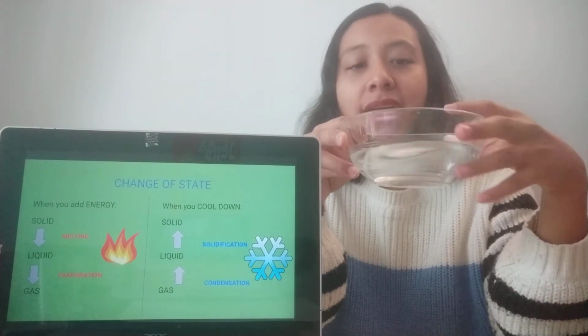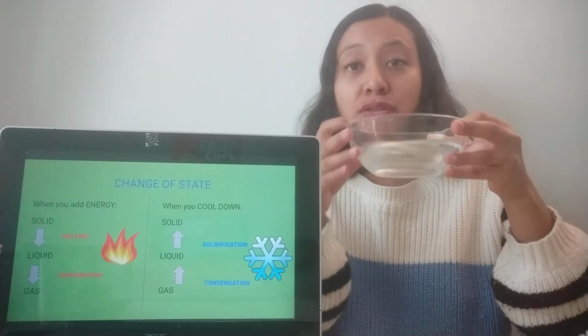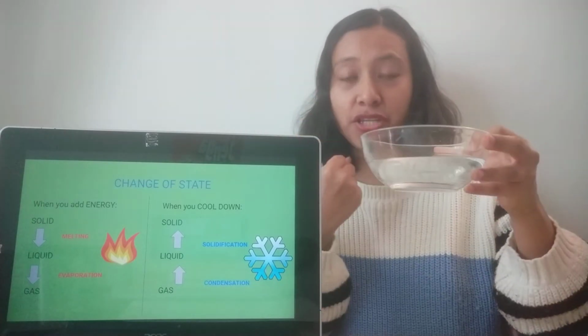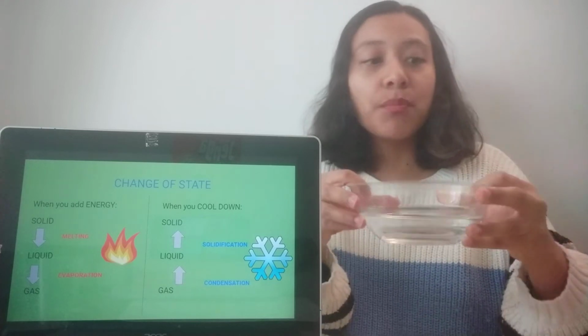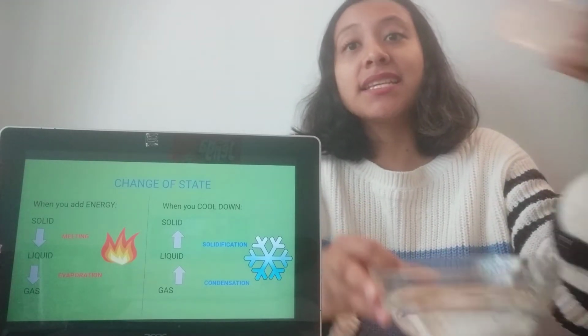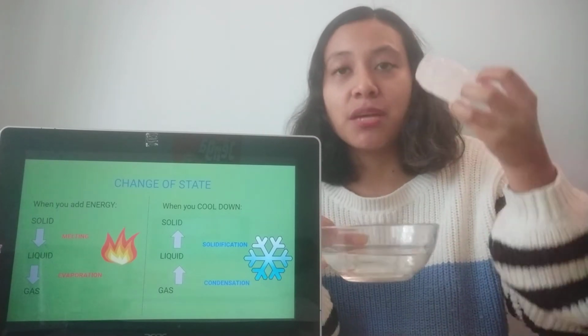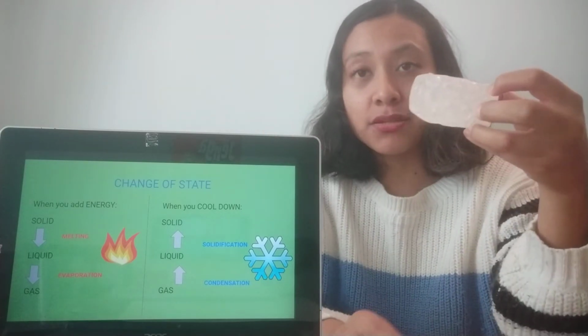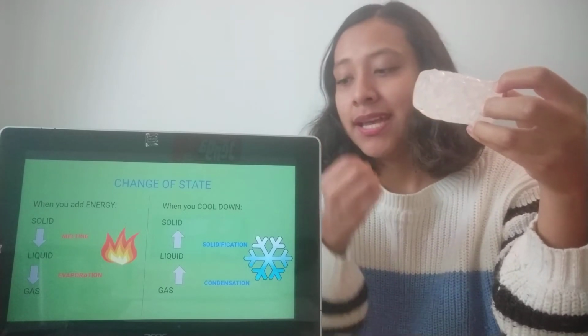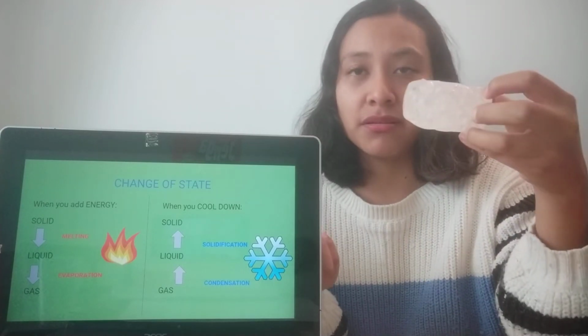All right? And now if you put this water into the fridge, you take away the energy, you cool it down, it's gonna become a solid. So when you put water into the fridge, it becomes a solid, it becomes ice. You cool it down, okay? It's called solidification, all right?